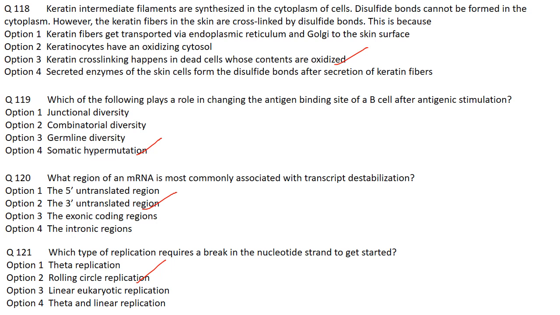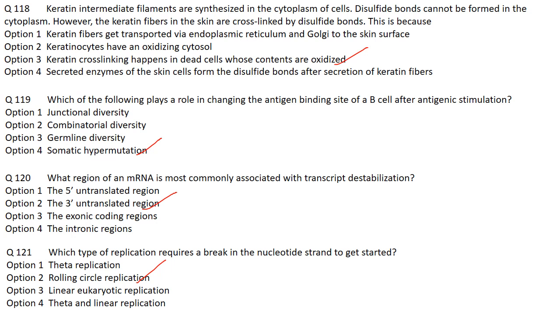Then next one. What region of an mRNA is most commonly associated with transcript destabilization? So what is mRNA destabilization? It is any process that decreases the stability of an mRNA molecule, making it more vulnerable to degradative process. And in mRNA destabilization, one or more mRNA binding proteins associate with the 3' untranslated region of an mRNA. So answer is option 2.